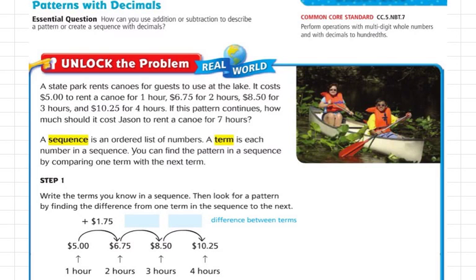Students, in lesson 3.10, algebra, we are going to be focusing on the essential question, which is how can you use addition or subtraction to describe a pattern or create a sequence with decimals. And notice something that you should think about when you hear about sequence with decimals. We should think about the calendar at the back of our room.